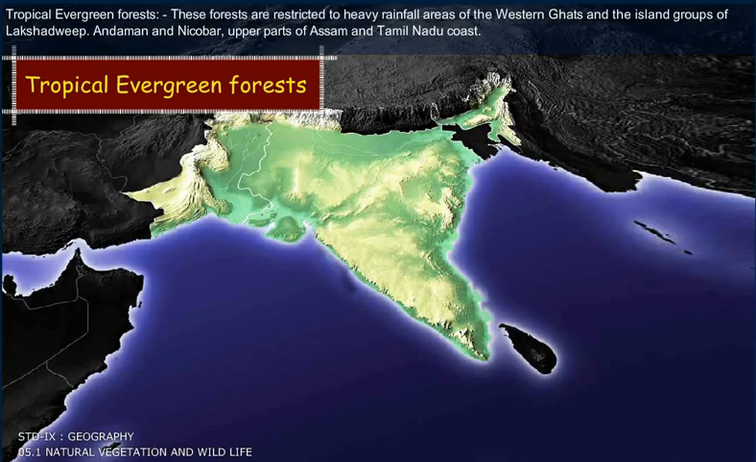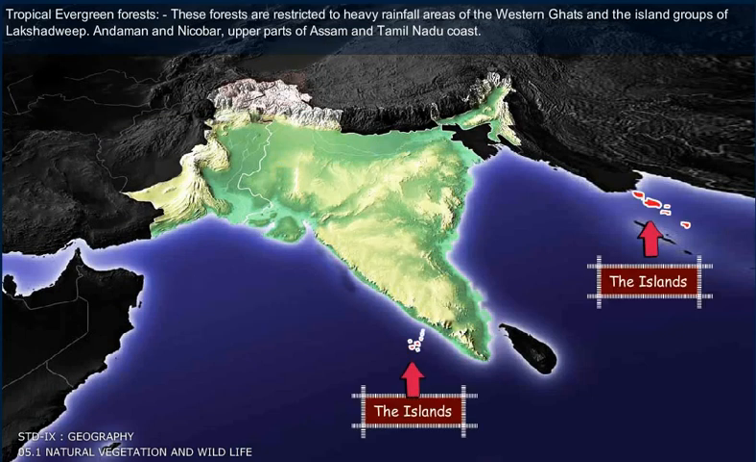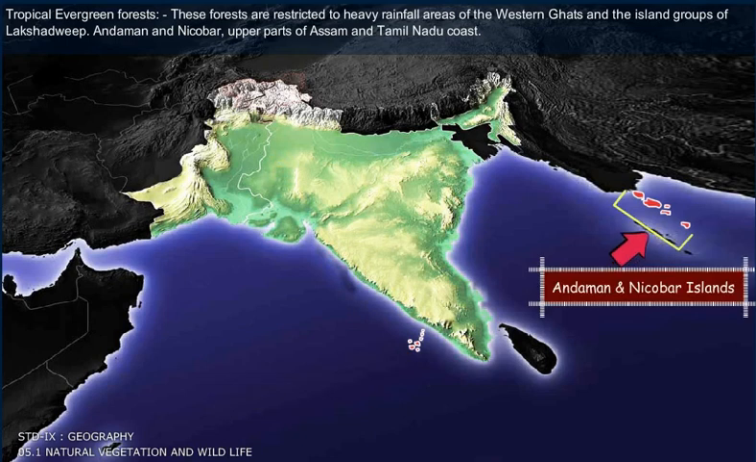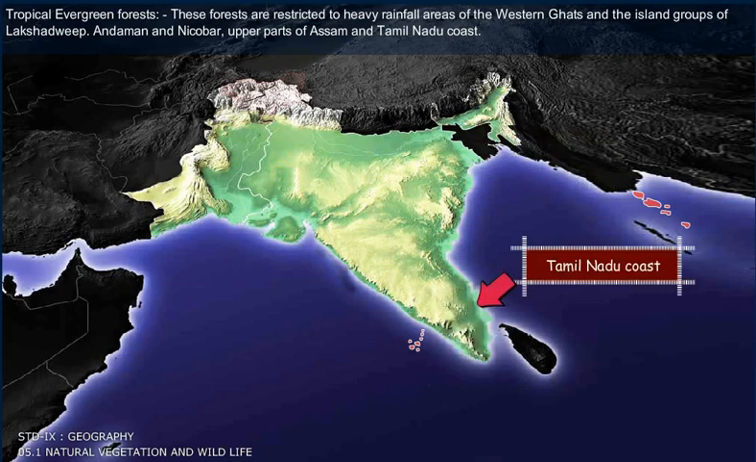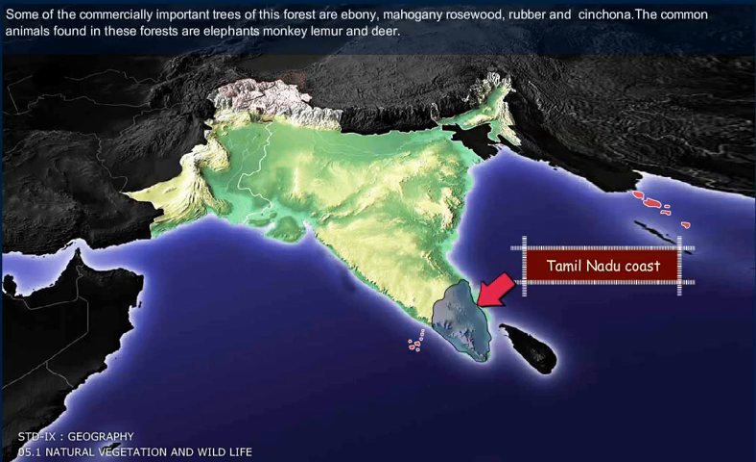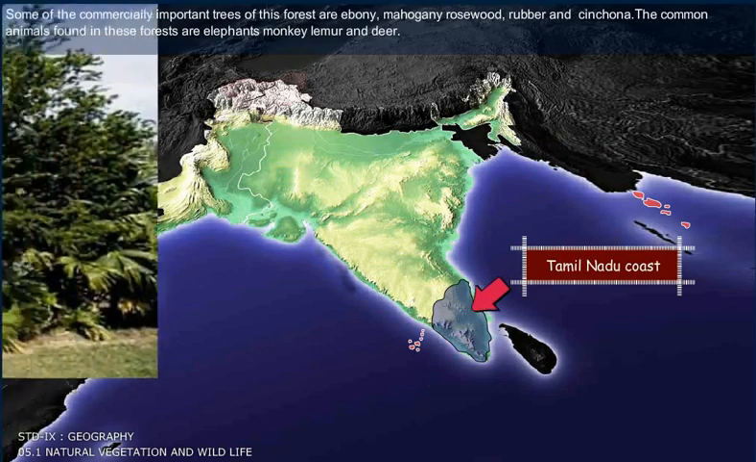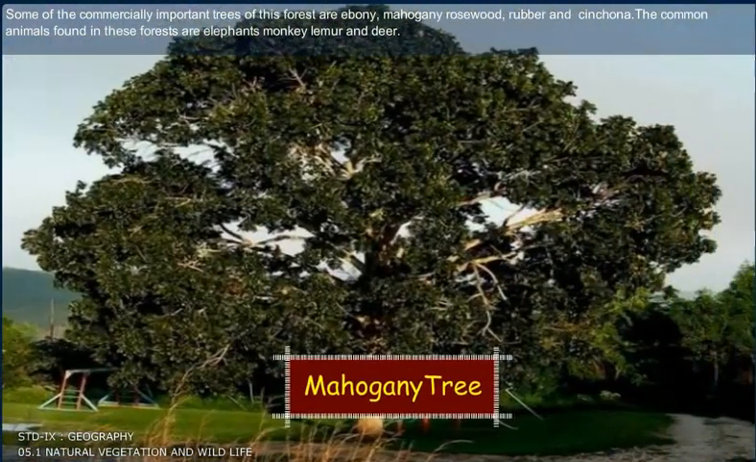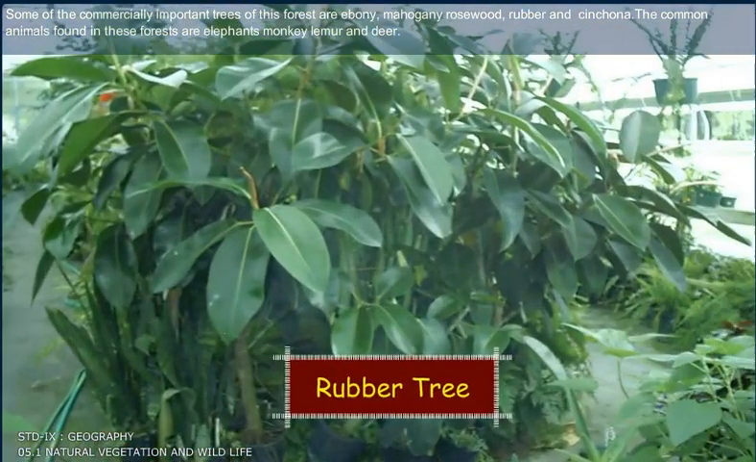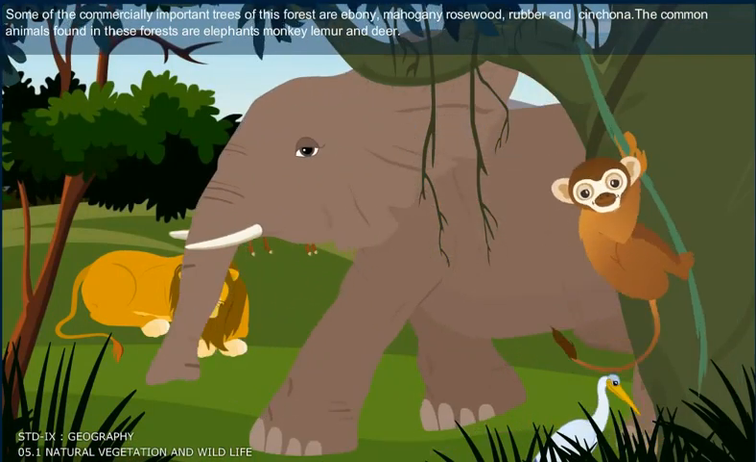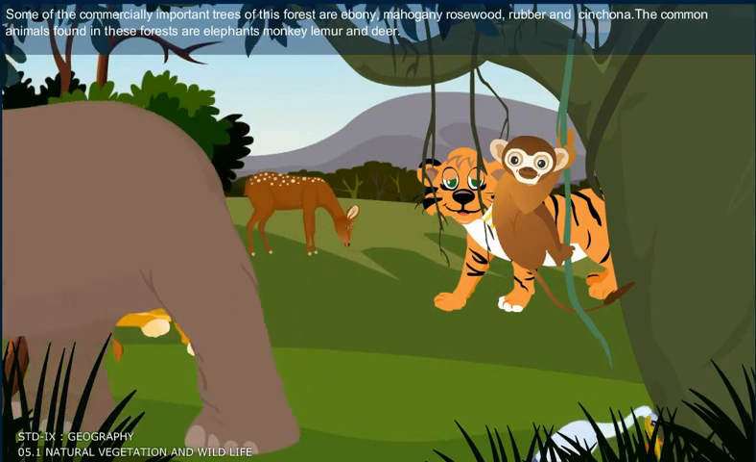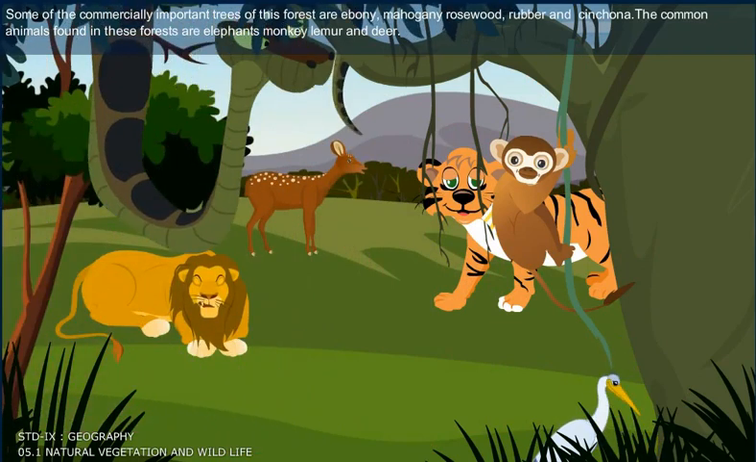Tropical evergreen forests. These forests are restricted to heavy rainfall areas of the Western Ghats and the island groups of Lakshadweep, Andaman and Nicobar, upper parts of Assam and Tamil Nadu coast. Some of the commercially important trees of this forest are ebony, mahogany, rosewood, rubber and cinchona. The common animals found in these forests are elephants, monkey, lemur and deer.